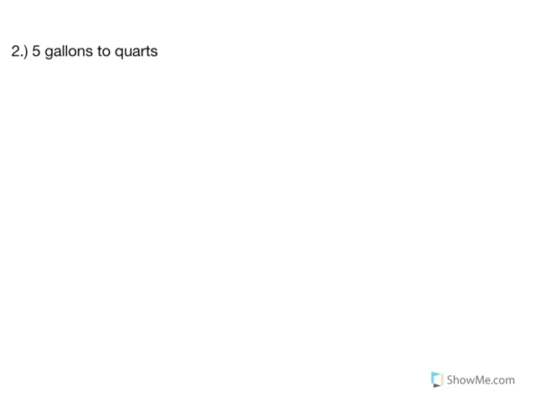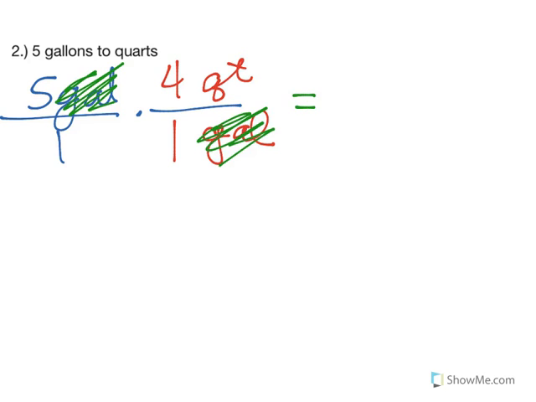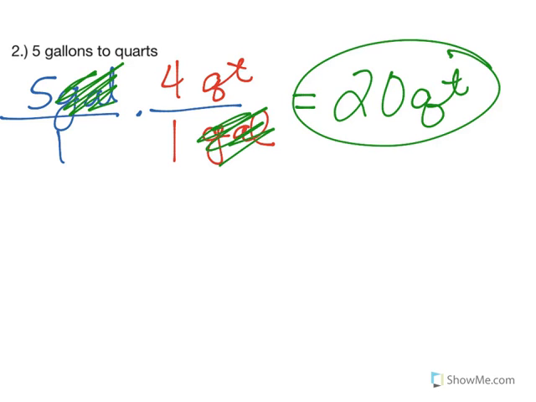All right, number 2, 5 gallons to quarts. Again, we start with what they give us. I've got 5 gallons. Well, I want to get rid of those gallons, so they're going to go on the bottom. And then I look at my sheet and I say, oh, I know that 1 gallon is 4 quarts, which is wonderful because that's what I want, quarts. So, again, 5 and 4 are both in the numerator, multiply together, and my answer is 20 quarts. All right, nice one-step conversions.